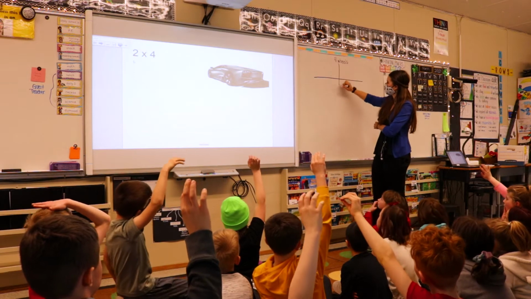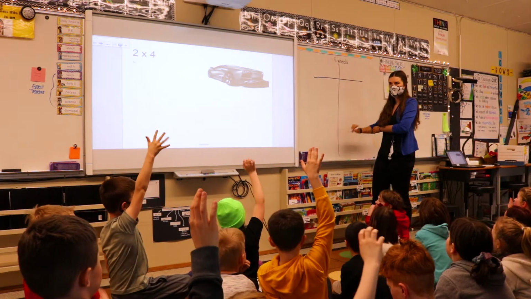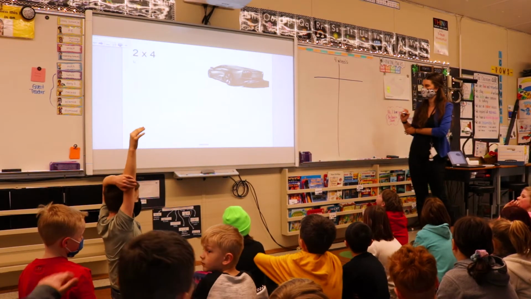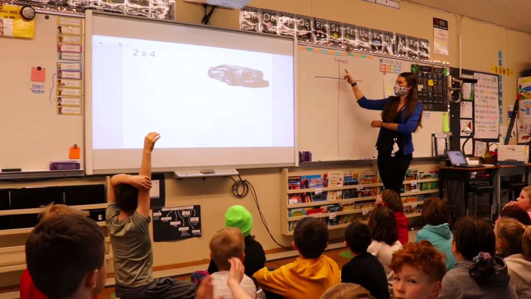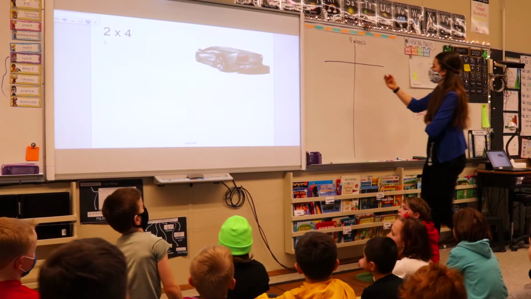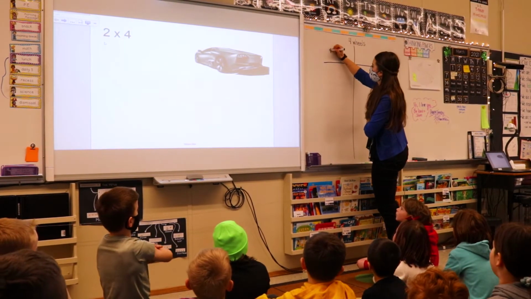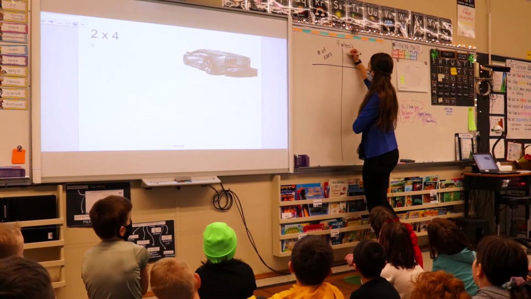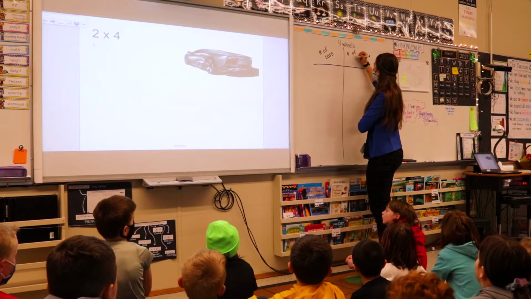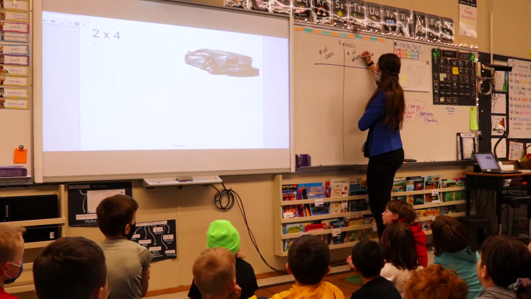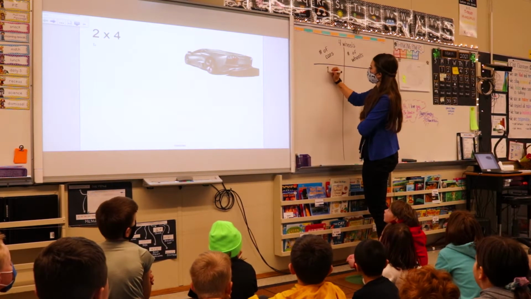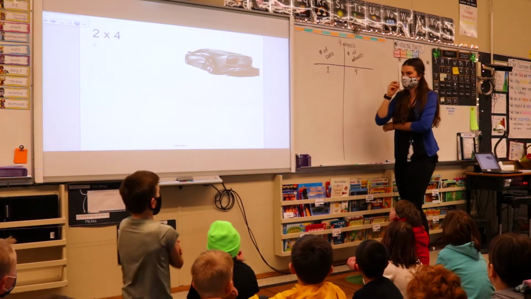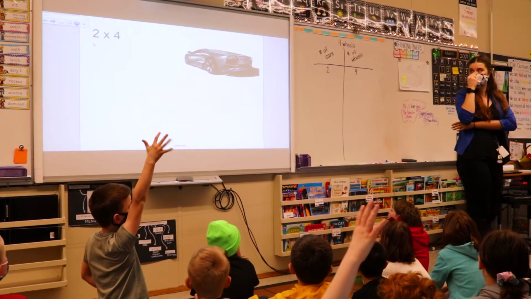What am I going to use to help organize my thinking today? A T-chart, right? A T-chart's a really great way that we can help organize our thinking. What am I going to have on either side of my T-chart? Okay. So this is going to be the number of cars, and then the number of wheels. And we saw already that one car has 4 wheels. Okay, we know that's a fact. That's going to be a really good starting point for us today.